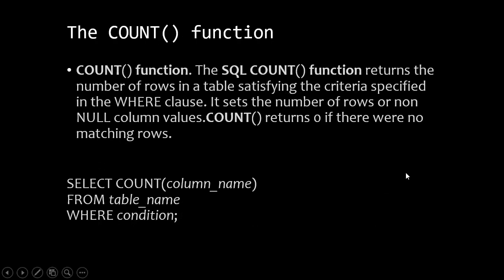Let's keep going here. So what's the first function? The first function we want to talk about is count. So you reference it as count. That's what you actually say. You're going to put that in your select statements. The SQL count function returns the number of rows in a table satisfying the criteria specified in the where clause. So for the most part, what a count does, it counts the rows based on the result sets.